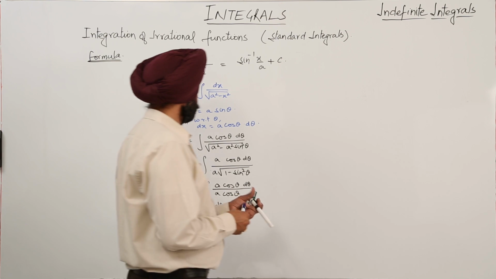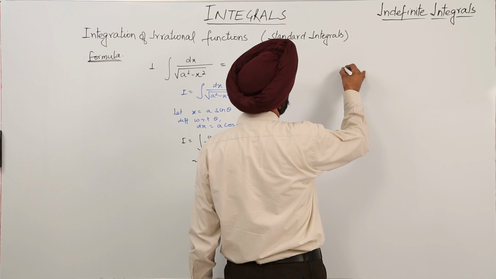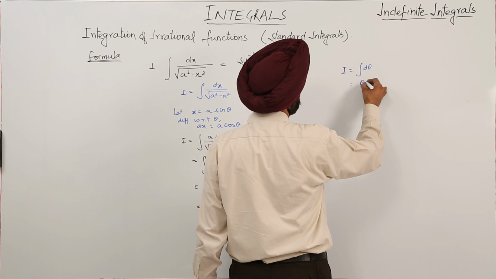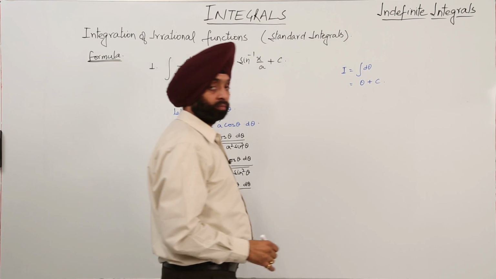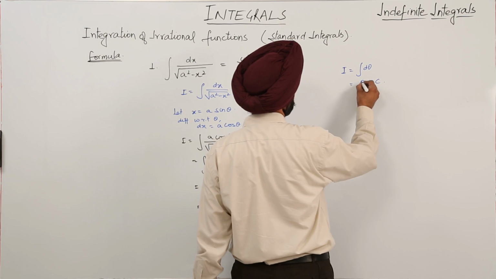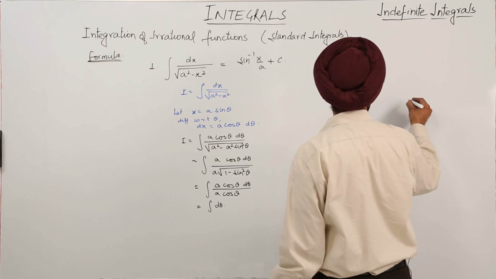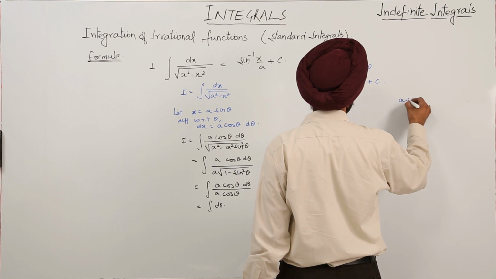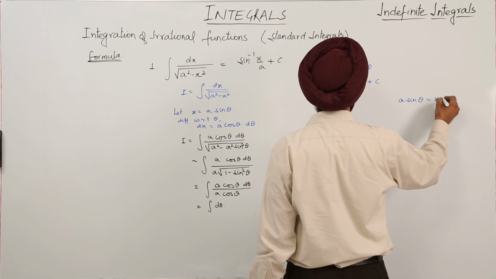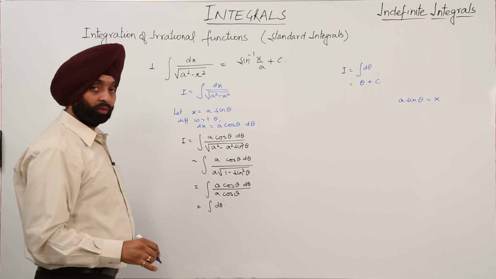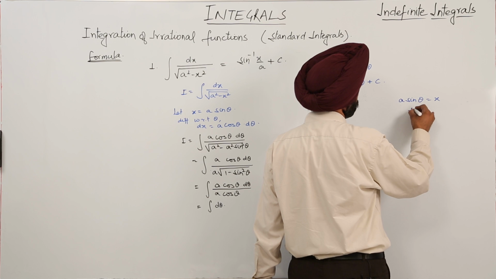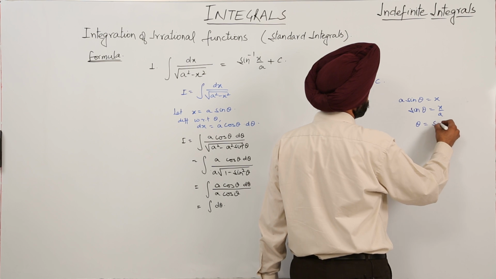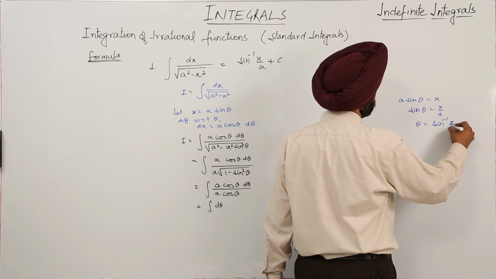Okay. Now, integration of d theta is equal to theta plus c. Okay. Now, what is theta? We have taken x equal to a sin theta. Now, what is sin theta? Sin theta is equal to x upon a, theta is equal to sin inverse x upon a.